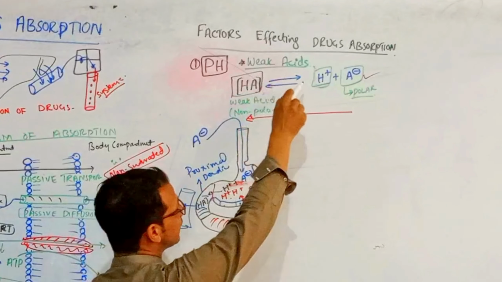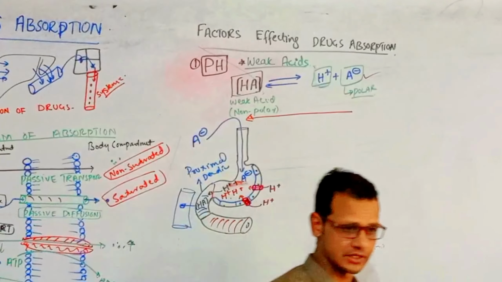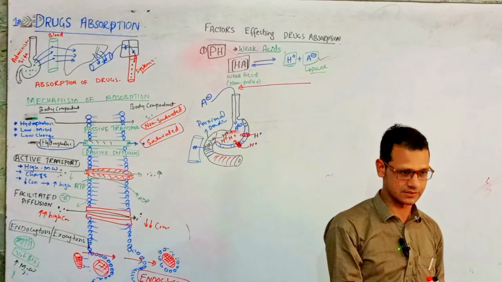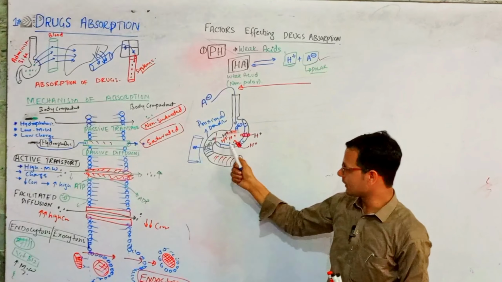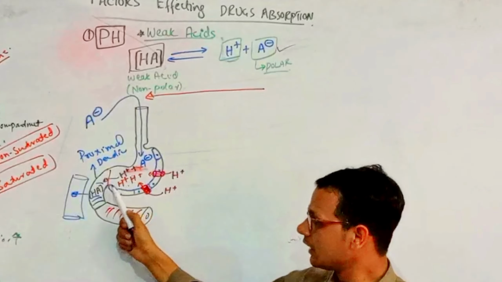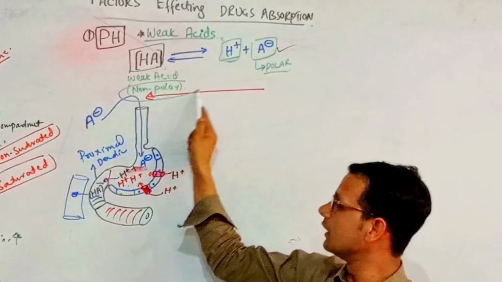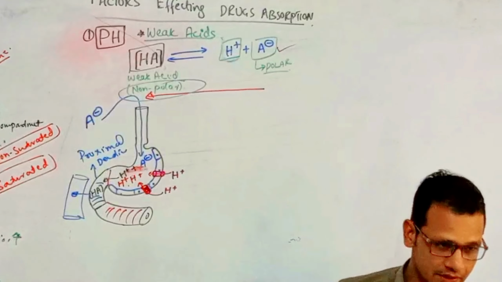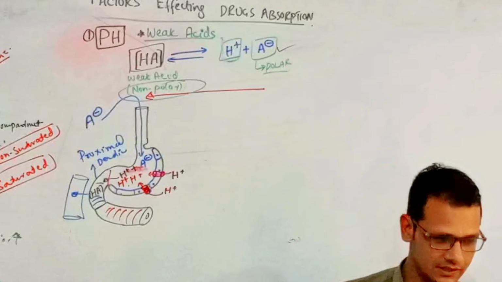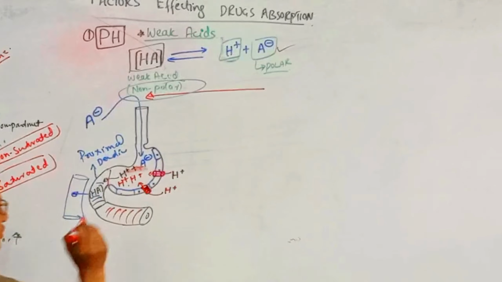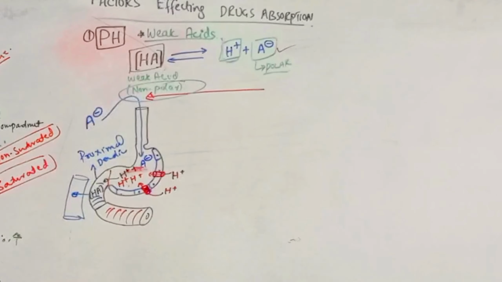If we want to take drugs which are weak acids, we will give that drug in uncharged form, because in the stomach hydrogen ion is already present. It will react with that drug and form a non-polar molecule, and the non-polar molecule will be absorbed easily from the proximal duodenum. This is an acidic environment, right? The drugs which follow this rule are aspirin, for example.